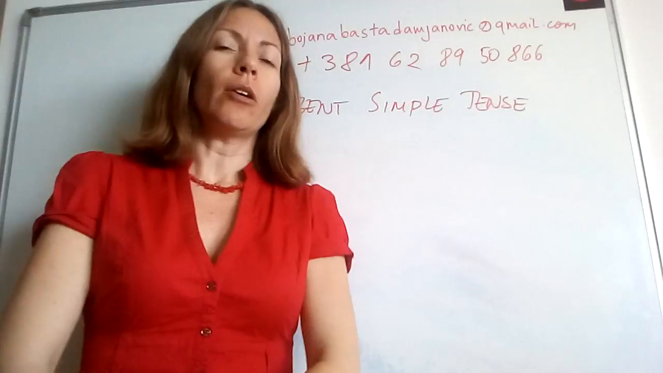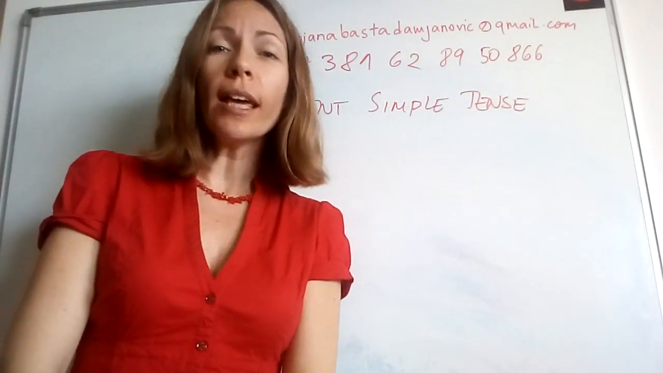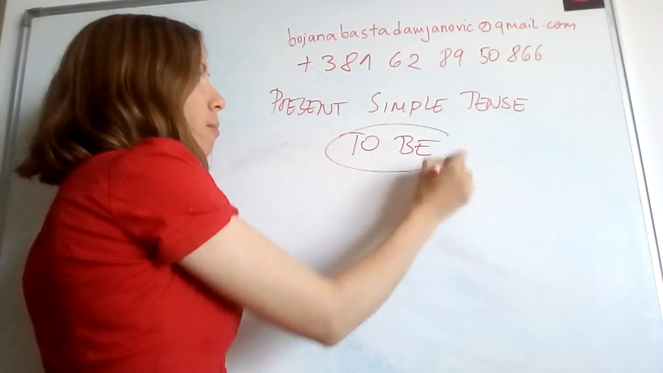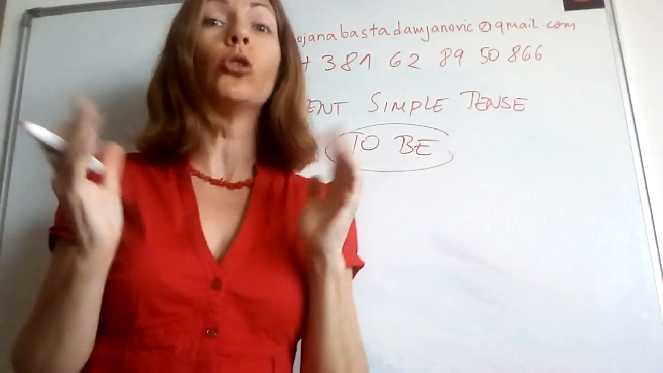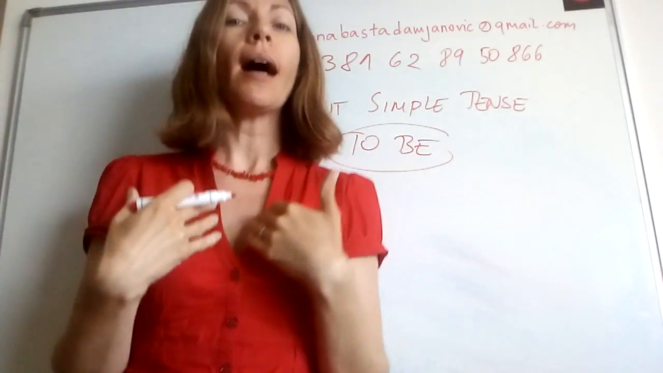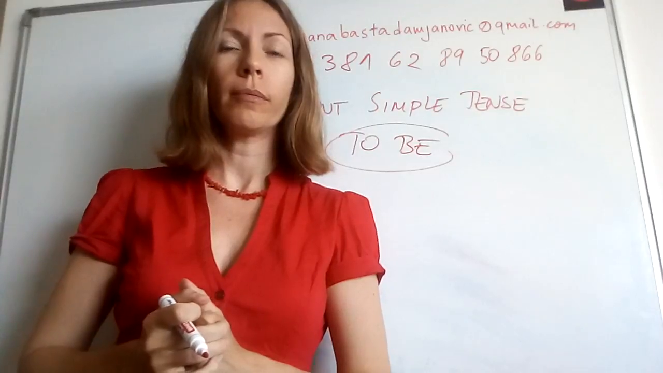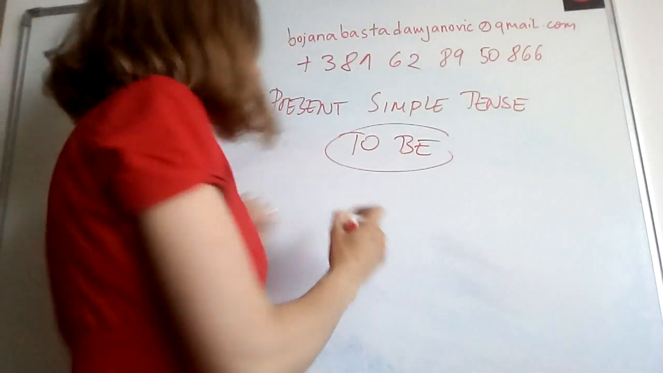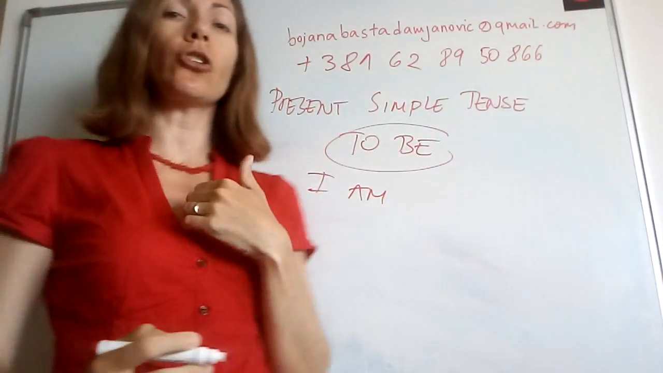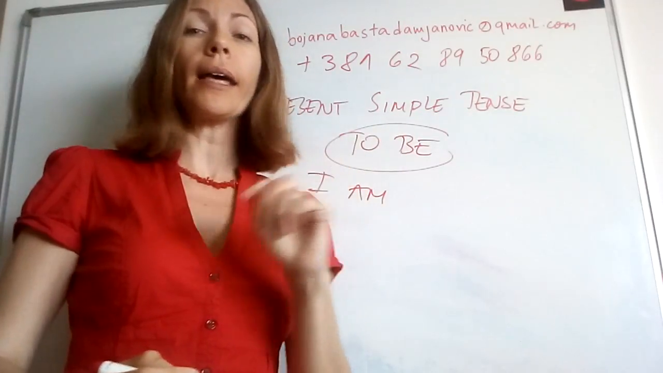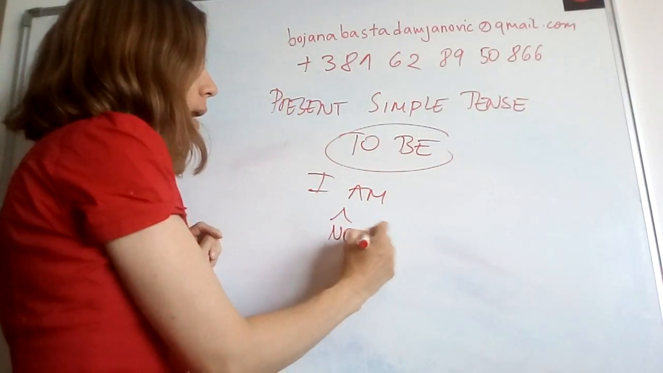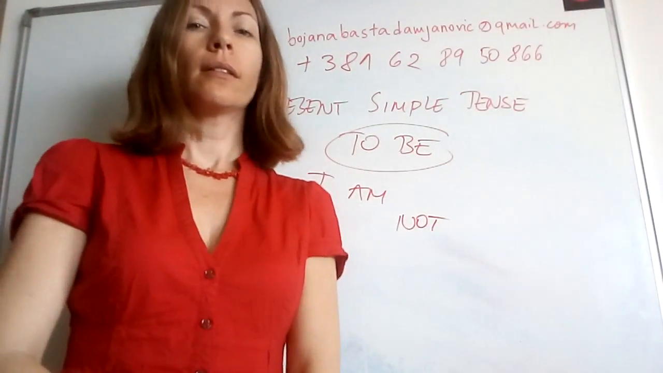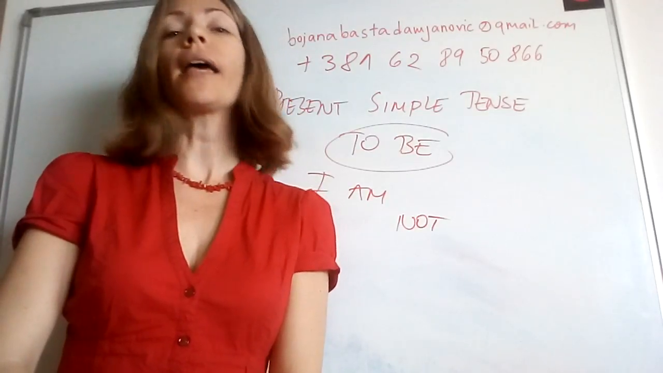This is your third free English class, and today we will learn the verb to be, okay? Present simple tense of the verb to be. For example, I am a teacher. I am Bojana. Okay? I am a teacher. I am not a driver. I am a teacher.